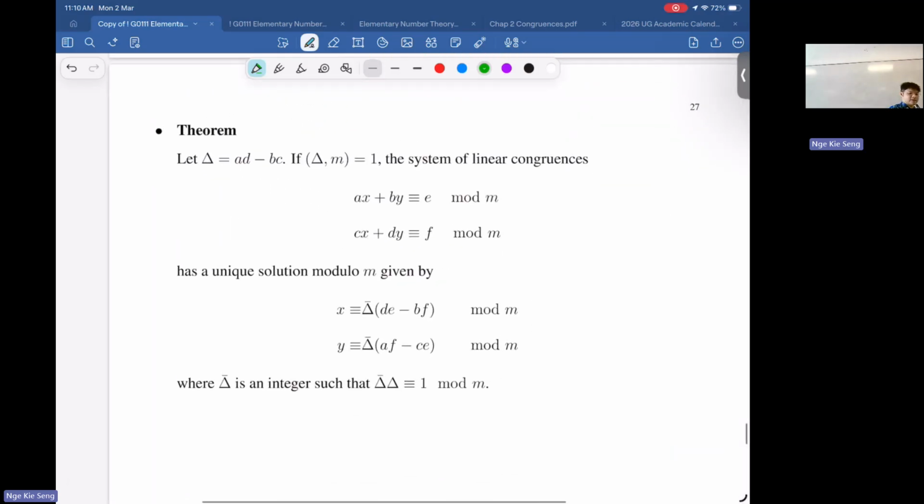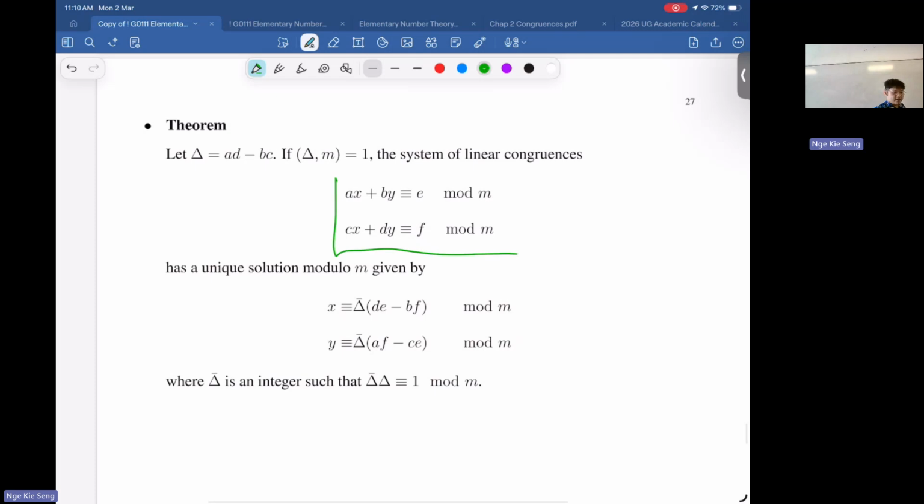So basically you are given a system of linear congruences here. So mind the coefficients A, B, C, and D. And then we will form this delta here. Maybe we call it a discriminant. Okay. Let's say this discriminant here has GCD 1 with M. Then you have a unique solution modulo M. Okay. And then I'll give you how to find this solution.